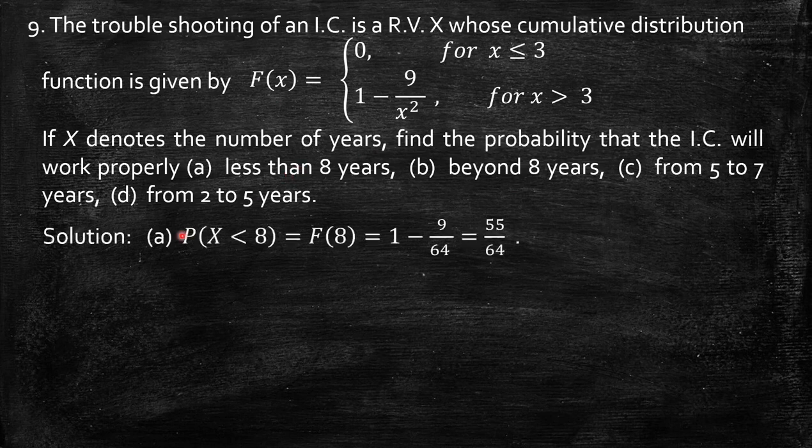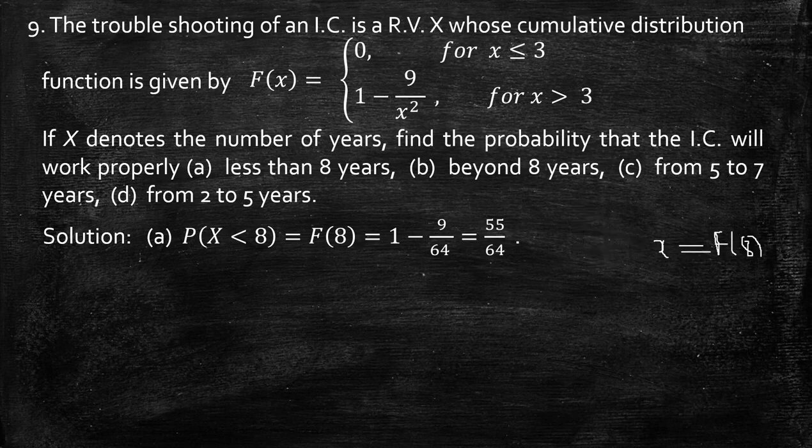The first one, P of x less than 8. What is the probability of x less than 8? Actually it is the integral of the PDF f of x between minus infinity to 8. That is the meaning of probability of x less than 8. Obviously here we are summing up all the probabilities from minus infinity to 8, which is the cumulative distribution function. So P of x less than 8 is nothing but F of 8. I hope it is clear.